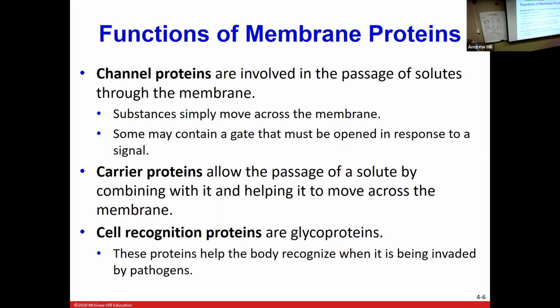Carrier proteins. Okay, so what are carrier proteins? These allow the passage of a solute by combining with it and helping it to move across the membrane. So let's do that one next. I have very limited space, so I have to keep drawing over my same drawing. So let's draw a carrier protein. These are also called transport proteins. Either way, a carrier or a transport protein looks something like this.